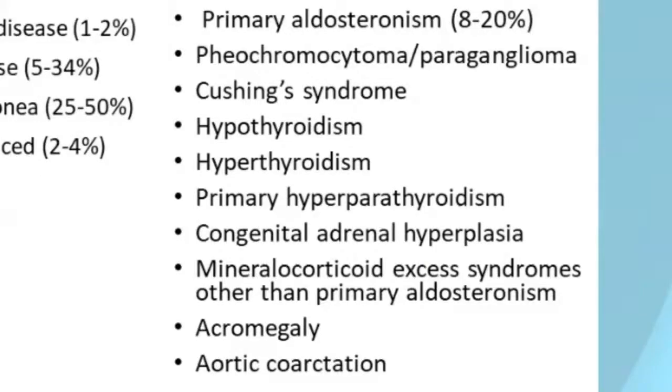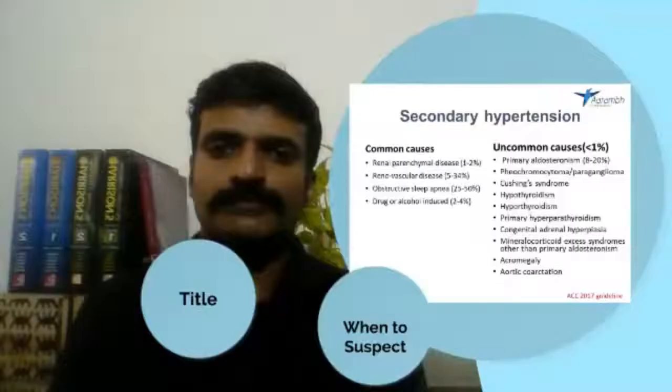The less common secondary causes of hypertension include predominantly endocrinological causes like hyperaldosteronism, pheochromocytoma, Cushing syndrome, both hypo and hyperthyroidism, hyperparathyroidism, acromegaly, and aortic coarctation.